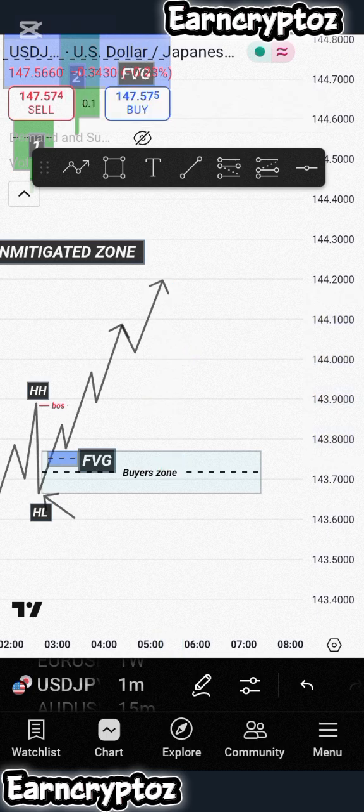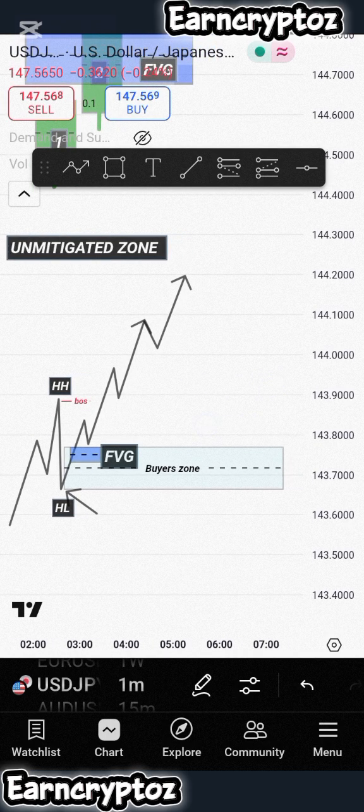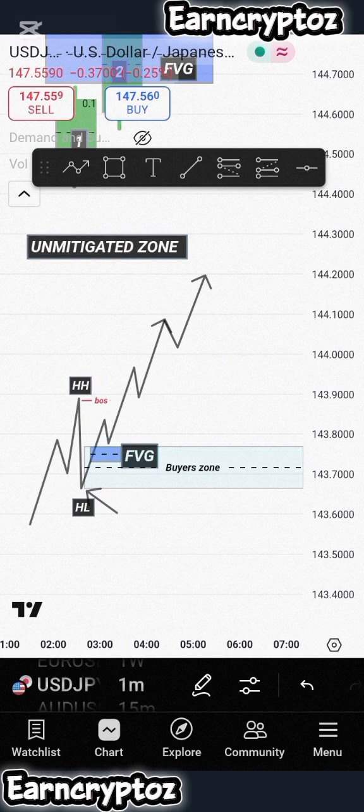This is a fresh zone, unmitigated. So this is what we mean by unmitigated. When price has not touched the zone, it is unmitigated. But if price has already touched the zone, maybe even once, it is now mitigated and we cannot use it. It is no longer a valid POI. So we're going to see all of this in the real market so that we know how to identify a valid POI on the chart.